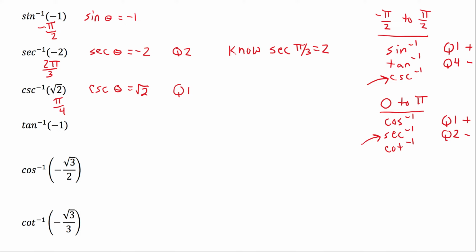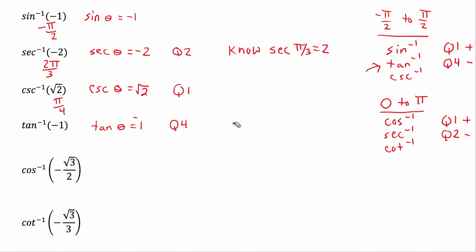The next one, tangent inverse of -1. So I need an angle where tangent is equal to -1. All right, so again, I'm going to come back over here to what I wrote down for my domain restrictions. I'm going to find my tangent. I'm going to say to myself, tangent inverse is limited to quadrant 1 or 4. Because we are negative, we're going to be quadrant 4.